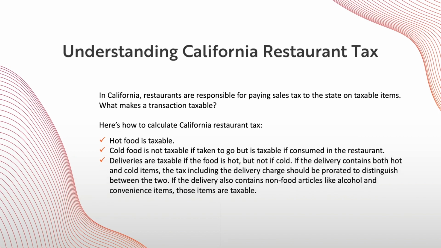So, hot food is taxable. Cold food is not taxable if it's taken to go, but it is taxable if it's consumed inside the restaurant. Also, deliveries are taxable if the food is hot, but not if it's cold. If the delivery contains both hot and cold items, the tax including the delivery charge should be prorated to distinguish between the two. And if the delivery also contains non-food articles like alcohol and convenience items, those items are taxable.